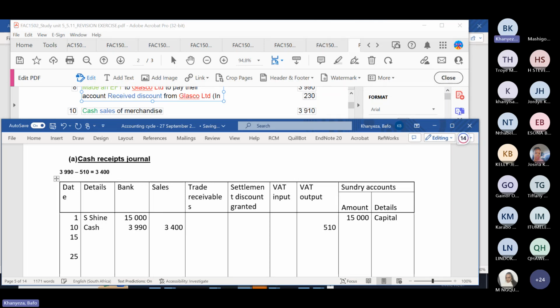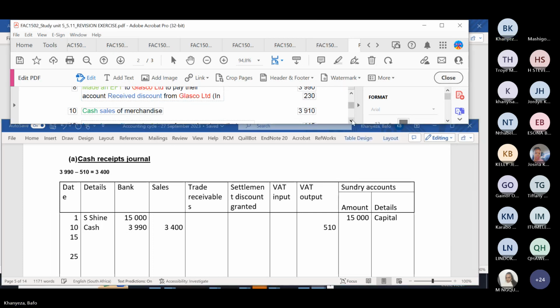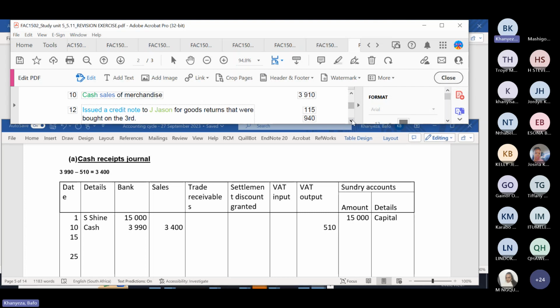Then we move on to the next transaction. Issued a credit note to JJ Sins for goods returned that were bought on the 3rd. I just want to see if this is what we changed, because there is something that I had to change. Yes, that's what we changed. So these are goods returned. It's not an overcharge. The credit note is for goods returned.